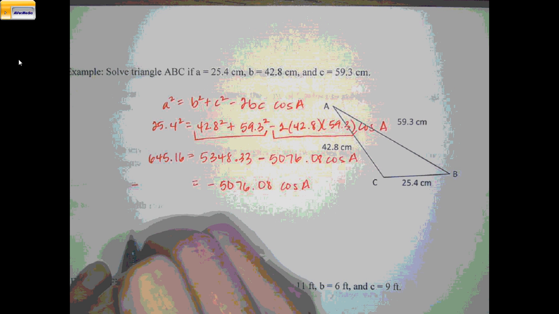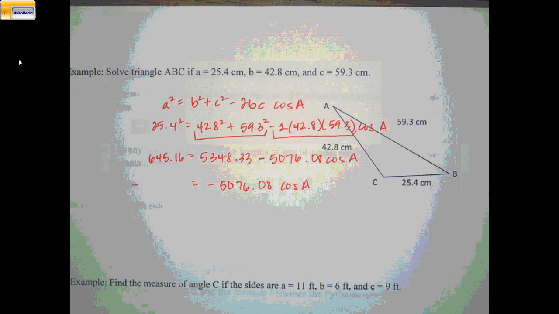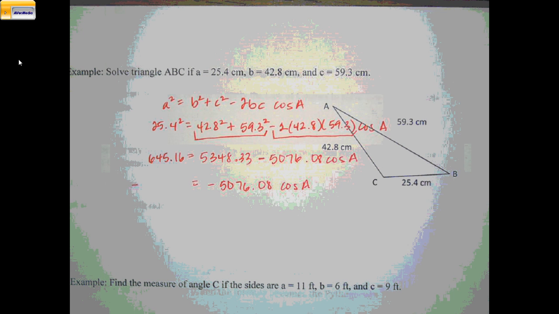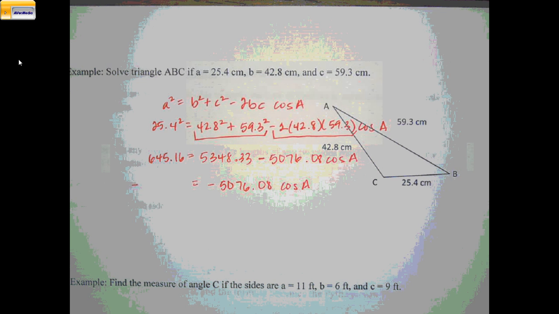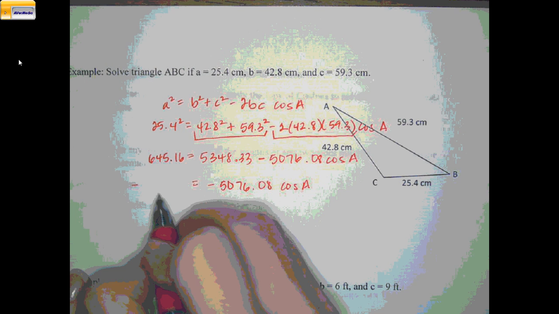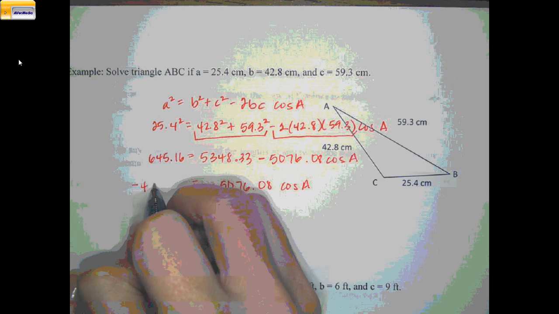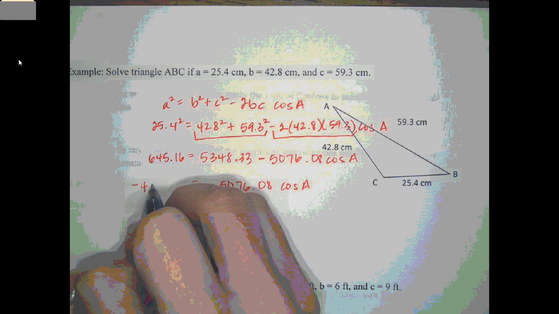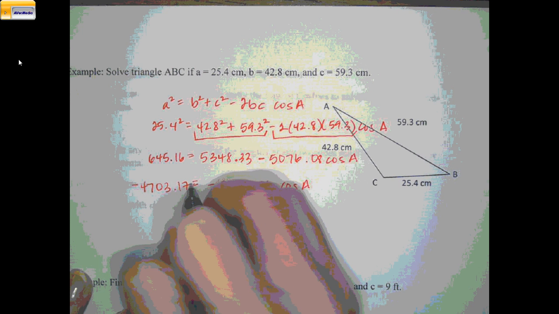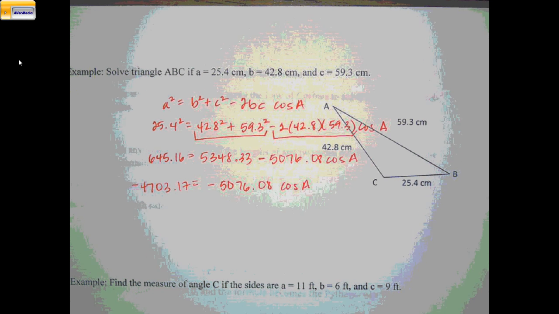Wait, positive or negative? Should be negative, right? 645 minus 5,000 some. Oh, right. So what is it? Should be negative. Negative 4,703.17. Okay. Wherever you are in your notes.